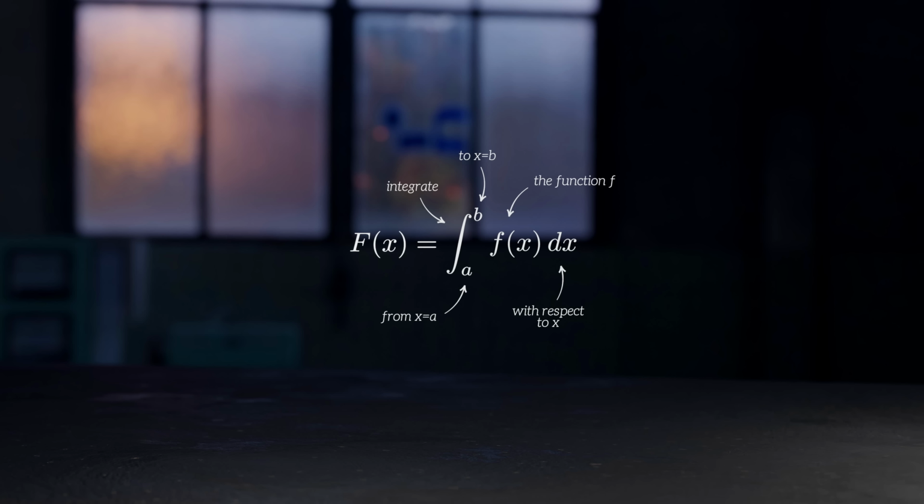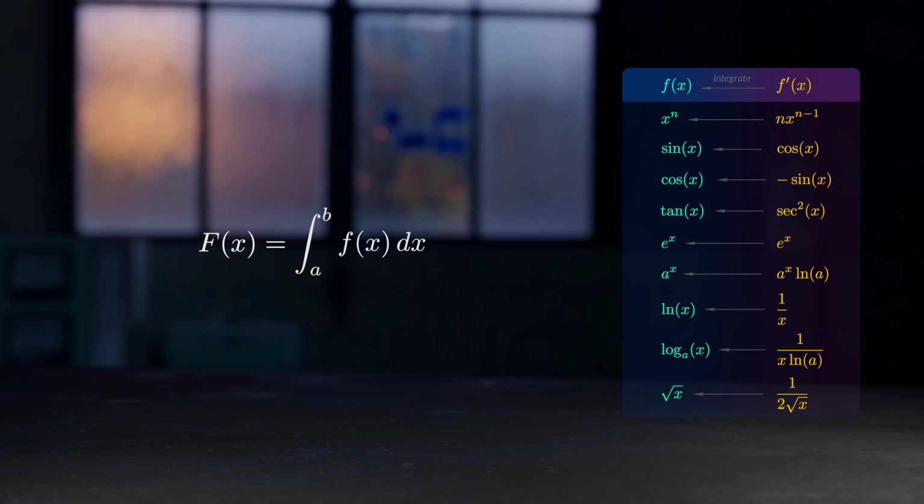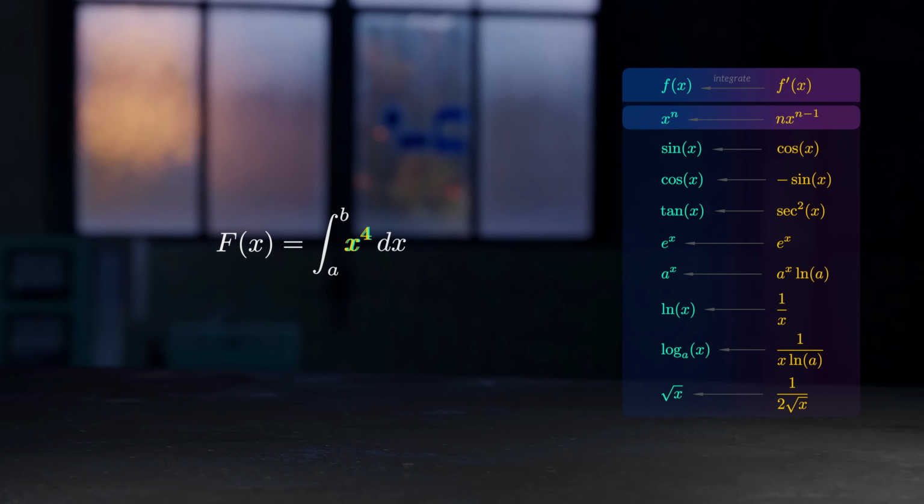Because integration is the reverse of differentiation, we can use the same lookup tables to integrate a function. To integrate x to the power of 4, for example, we add 1 to the power, giving us x to the power of 5. We also need to divide by the new power, otherwise we would end up with 5 times x to the power of 4 when differentiating.